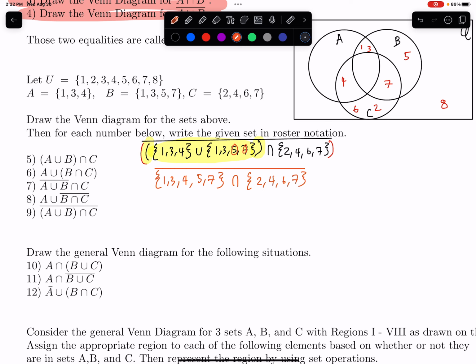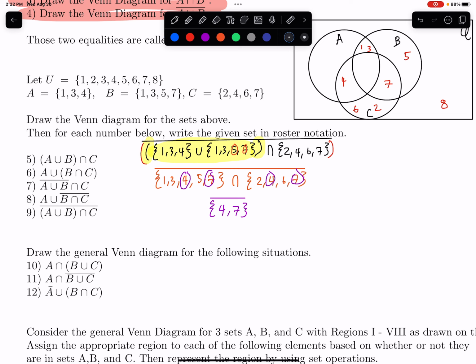Next step, take the intersection. Intersection means what do they have in common? They have 4 in common. And they got 7 in common. Right? So that means the intersection is going to give me 4 and 7. And again, don't forget to carry over that complement through to the end. Okay, final step.